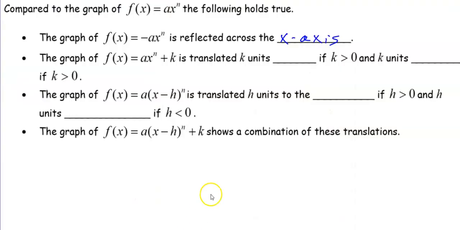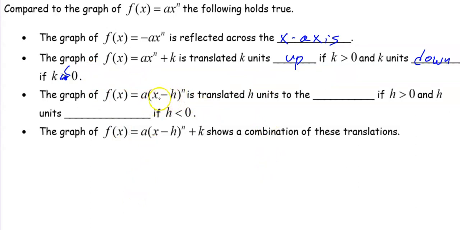All right. So if we add a k, remember k is the value outside the parentheses, because we're still looking at our function. If k is greater than 0, we are going to shift up k units. And if k is, oops, that says greater than, it should say less than 0, we will shift down k units when it's smaller than 0.